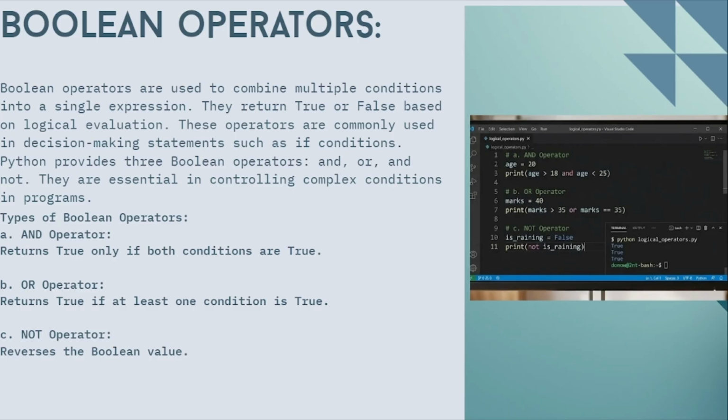The not operator reverses the boolean values. If it is true, it will return false. If it is false, it will return true. Now, is raining is equal to false. I assigned the value false to the variable is raining. If I print not of is raining, you will get output as true.